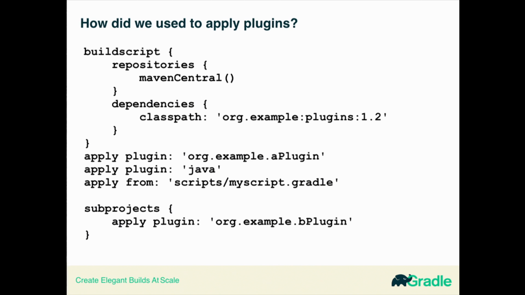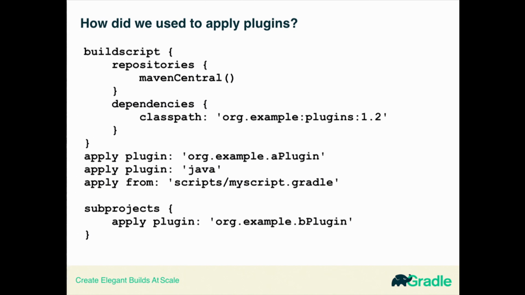Then, in this example, I've got the application of 3 different plugins just below the build script block. That first one just applies the org example A plugin, which is the plugin identifier that is packaged in the org example plugins library, the jar file. Now, inside that jar file, there's also some metadata that says this jar file includes org example A plugin and might include other plugins as well. So down lower, you see the org example B plugin. That's also available on the class path because we said in the build script block, go find this jar file, put it on the class path.